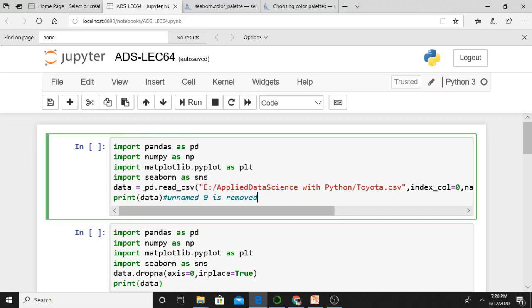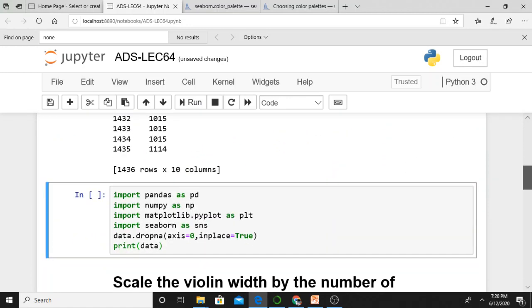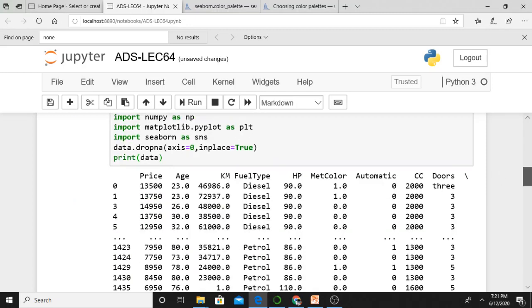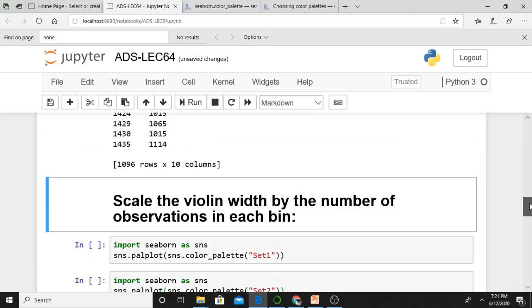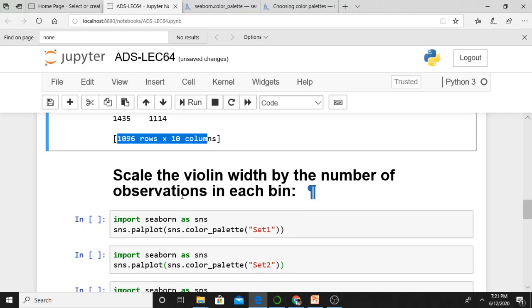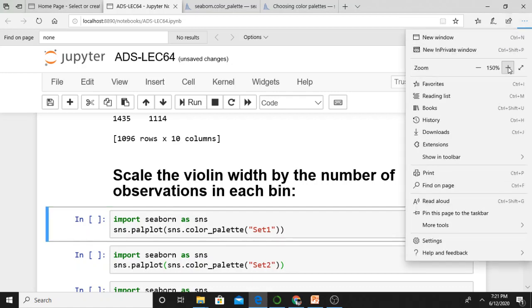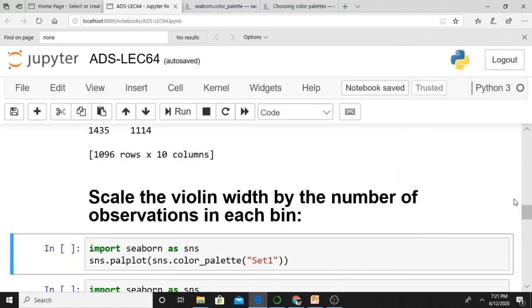Anyway, here I am reading your CSV file and cleaning that particular data file, the same process which we discussed in the past few lectures. Now I have got a data frame with 1096 rows and 10 columns. It is a cleaned data frame, free from missing values, isn't it? Now let me see what I have to do here. It is simple and straightforward.